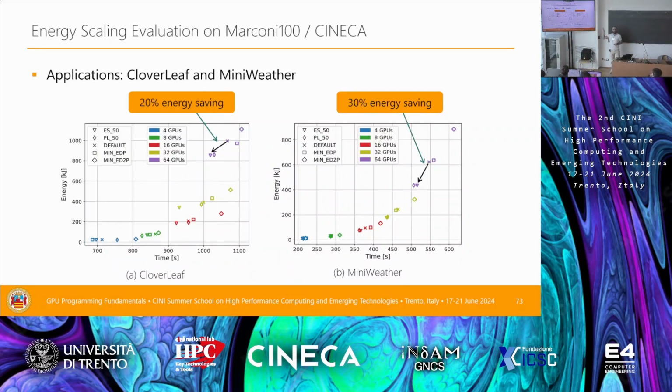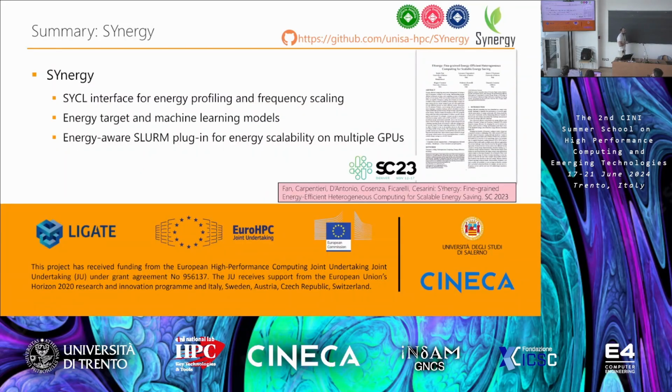Those results are from Marconi 100, so we don't yet have results on Leonardo for the energy part. But the idea is we ran this on two large applications, Cloverleaf and Miniweda. We could save 20% of energy on one, and on the other application, 30% of energy. So this is practically another way to extend SYCL. From the API, we only extend the queue in this case, okay?